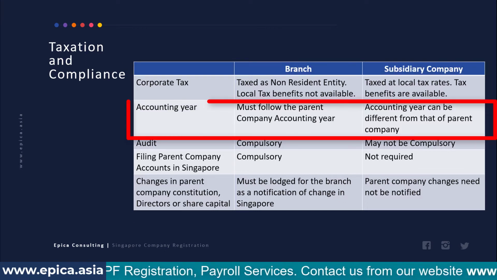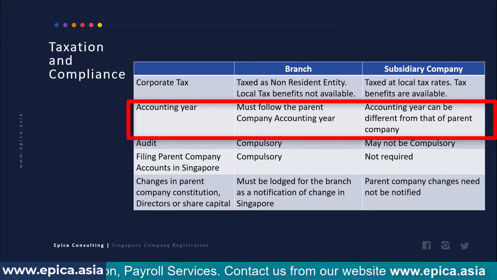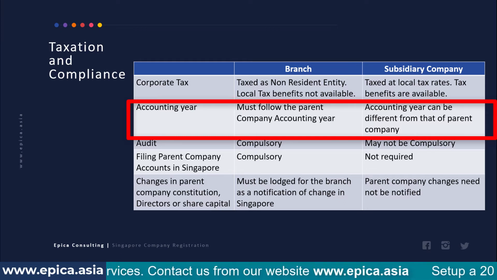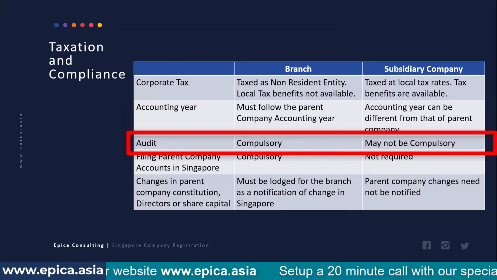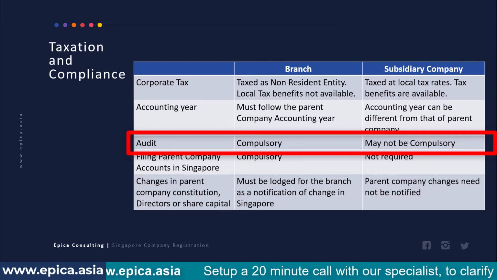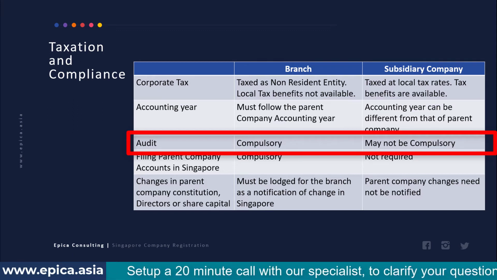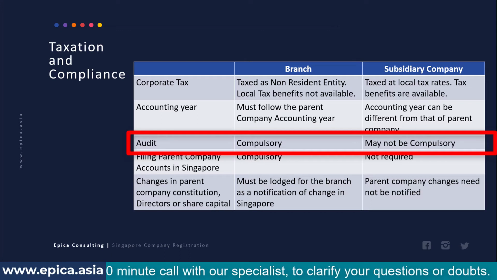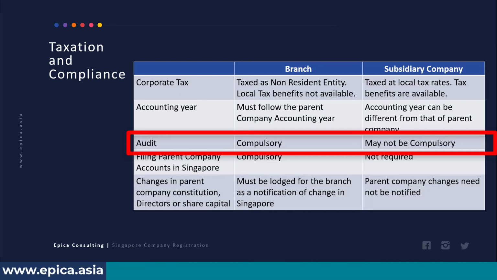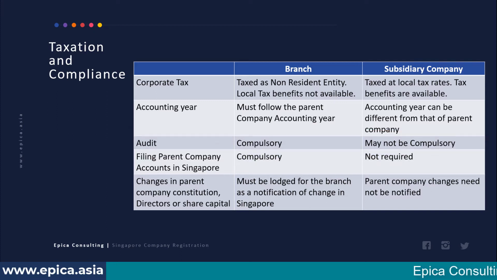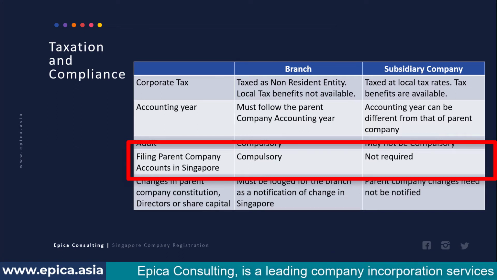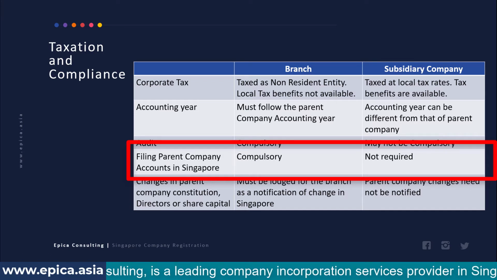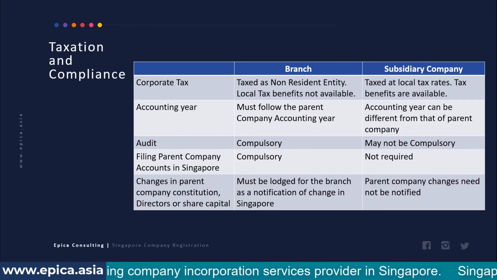The accounting year of the branch must follow the parent company's accounting year. Whereas in case of a subsidiary company, the accounting year can be different from that of the parent entity. For a branch, audit is compulsory, whereas for a subsidiary company, it may not be compulsory, meaning there can be an exemption depending upon the specific circumstances of the subsidiary entity. When filing the accounts in Singapore, along with the branch, filing of parent company accounts is mandatory. But this condition is not applicable in case of a subsidiary company.